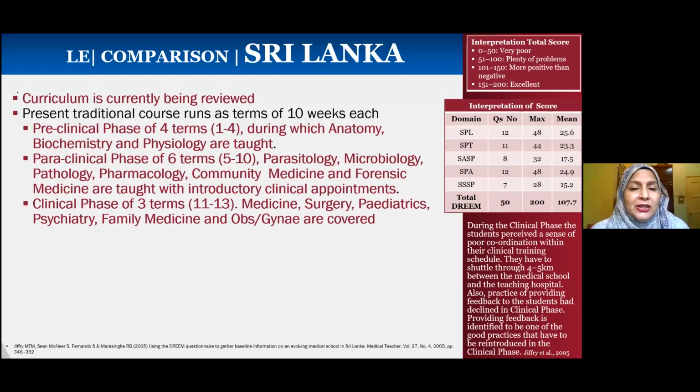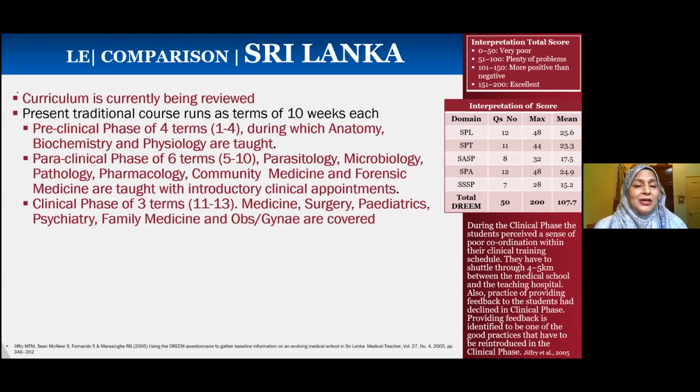The present traditional course runs as terms of 10 weeks each. And there are 13 terms, so a 13-term course is given, 10 weeks each. So there are 130 weeks of total course. I don't know how 130 weeks means 3 years. No, but this is the minimum, but we have larger than that, no?